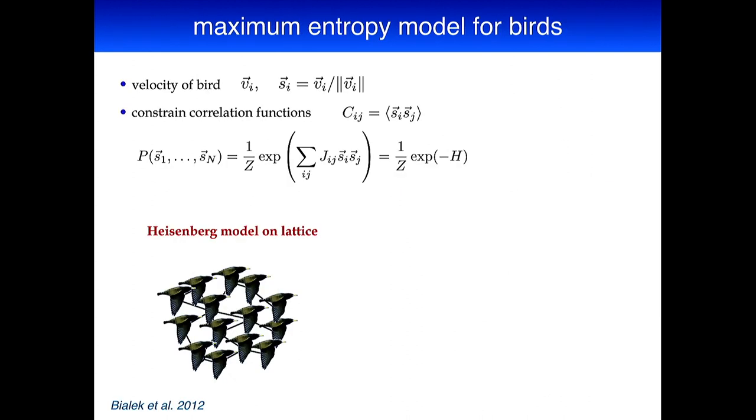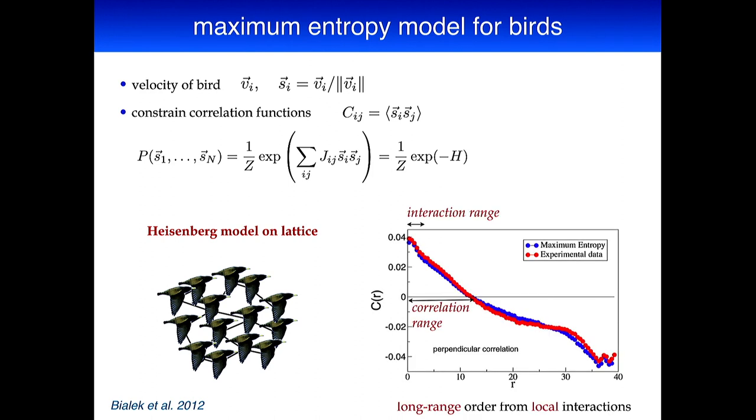But in fact, you can do this construction explicitly, and this is just a summary of Alexandra's talk yesterday. Using the principle of maximum entropy, you try to have a probability distribution over the orientations of velocity of many birds in the flock, and all you do is constrain the correlation functions between pairs of birds. What you end up with is precisely this kind of model of interacting spins that we're familiar with in physics. In this case, it's called the Heisenberg model. And with this, you can actually reproduce the long range correlations simply from short range interactions, reproducing this idea from the Ising model that you get spontaneous order at the large scale from just the small scale.